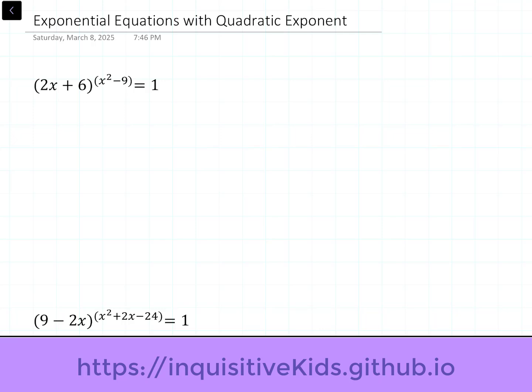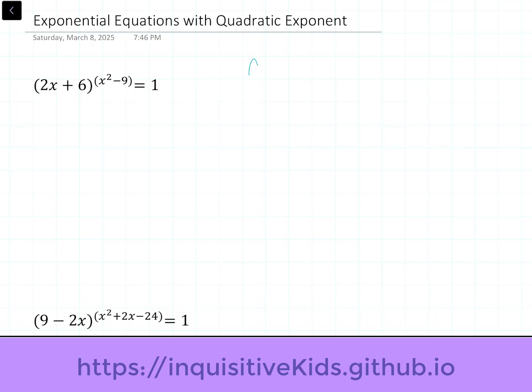The base is 2x plus 6, and it's raised to the power of x squared minus 9. This entire expression equals 1, so we have to solve for x. Now this is a very special case where the value of the entire expression on the left side is equal to 1, which means that there can only be 3 cases.